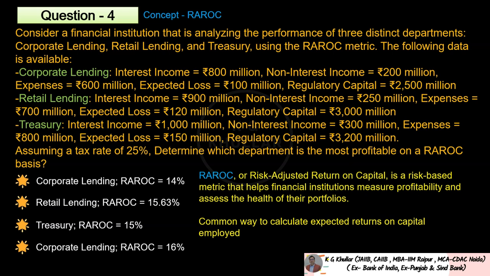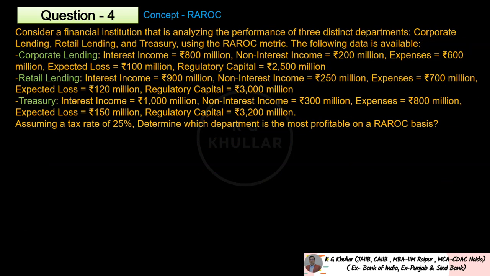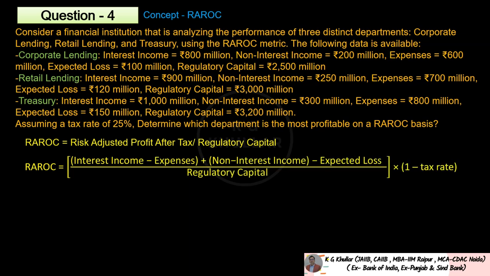Now friends, this question is simply based on the formula of RAROC calculation, which is RAROC equals risk adjusted profit after tax divided by regulatory capital. Now this numerator can be expanded in this form, that is interest income minus expenses plus non-interest income minus expected loss divided by regulatory capital and whole of this multiplied by 1 minus tax rate. So please remember both these formulas as questions can be asked in any form. So just pause the video and try to calculate RAROC for each department yourself.